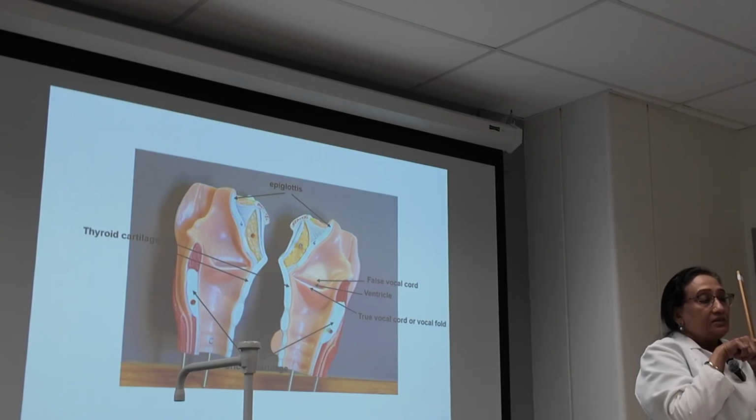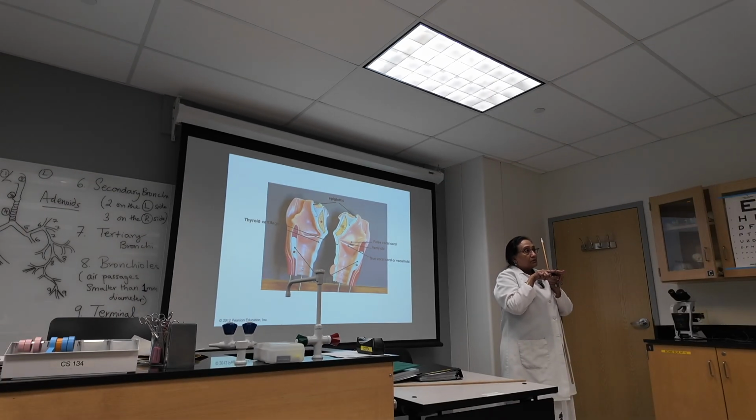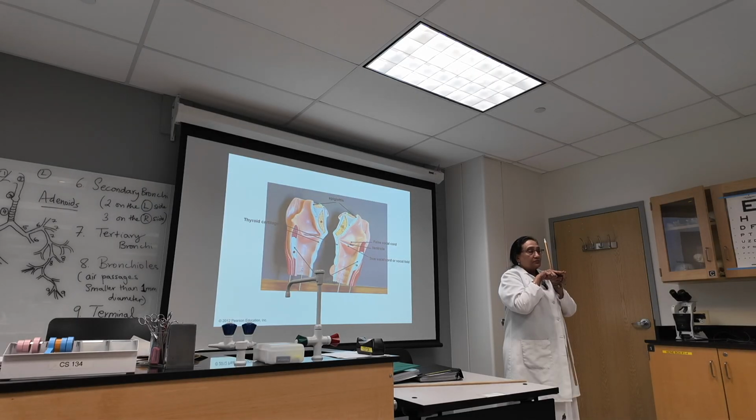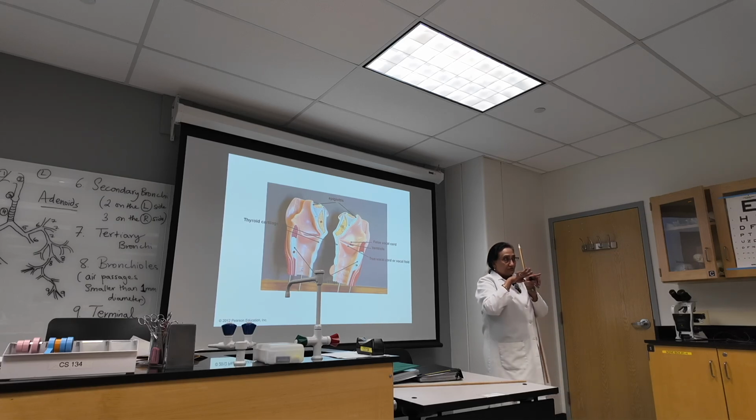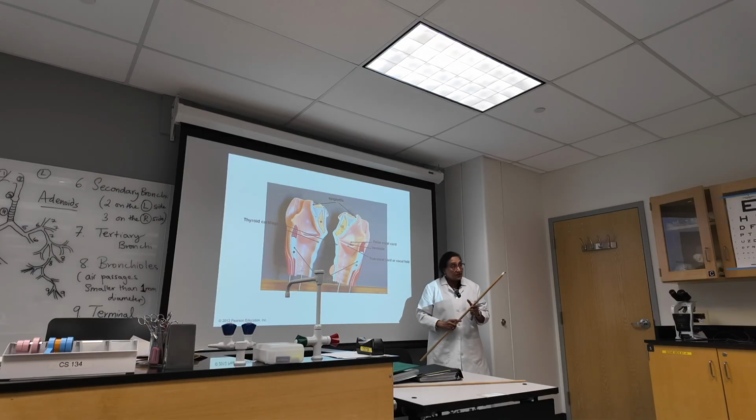When you breathe in, they move apart, air goes in. Okay? And then they come close together. So every time you breathe in and out, the vocal cords are going to move to allow air to get in to the trachea and then move out of the trachea. When you breathe out, they will move apart. And when you speak, they are going to vibrate.